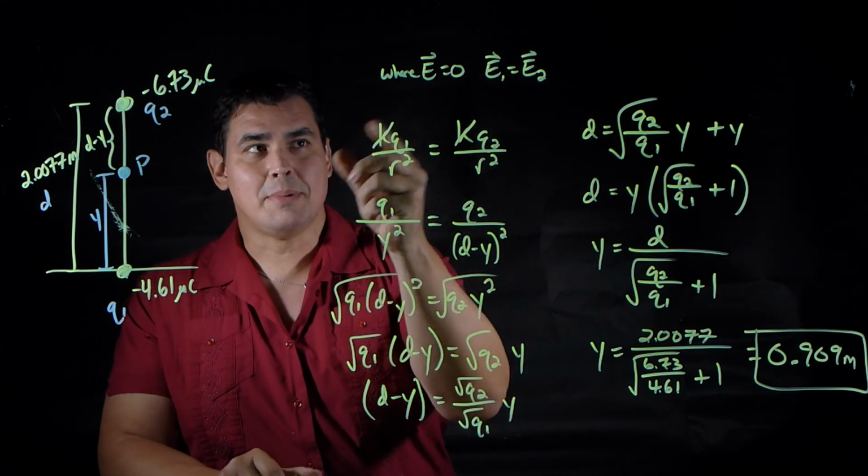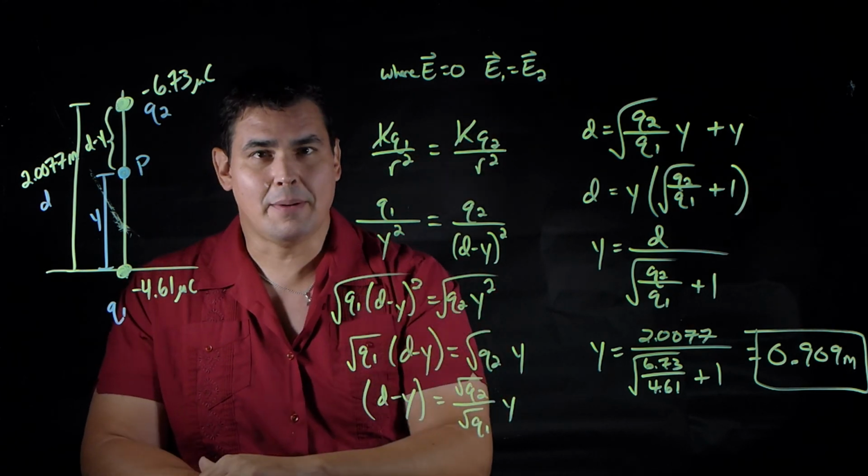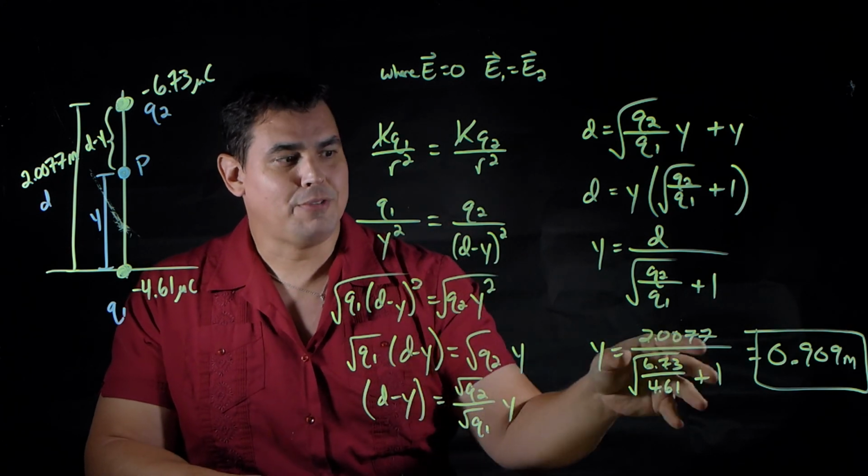So we had to set them equal. That was the easy part, setting them equal to solve at that point. And then the hard part was doing the algebra to figure out how to isolate y.